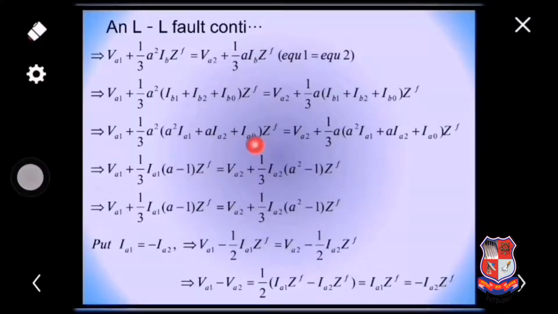So IA0, IB0, IC0 all are 0. Now further simplifying this equation, keep VA1 and IA1 on this side, keep VA2 and IA2 on the other side, and then use the derived condition that IA1 equals minus IA2. Two sequence currents are equal but opposite for positive and negative sequence network respectively.